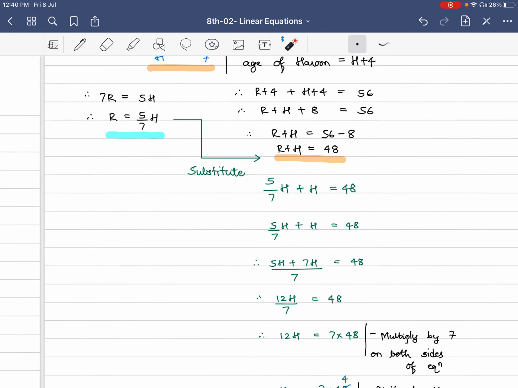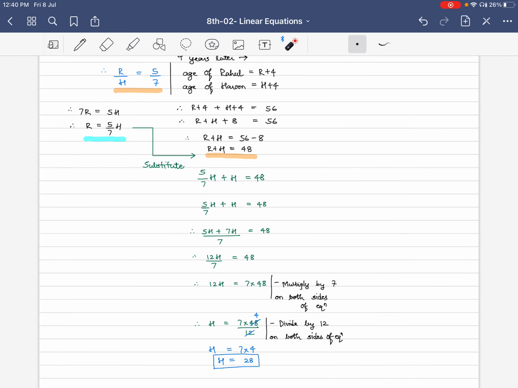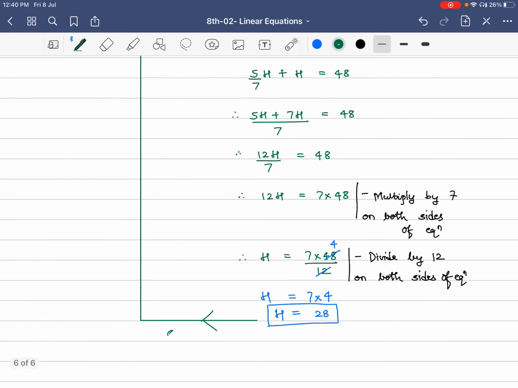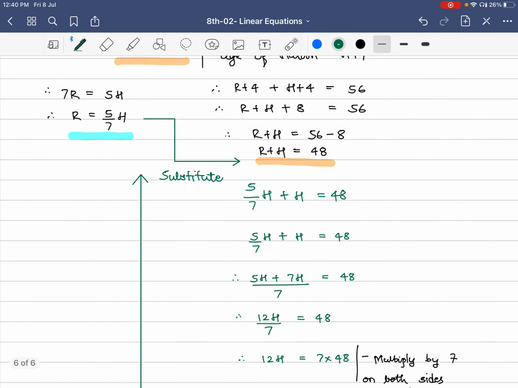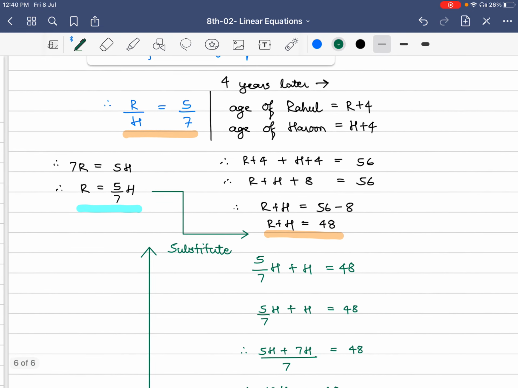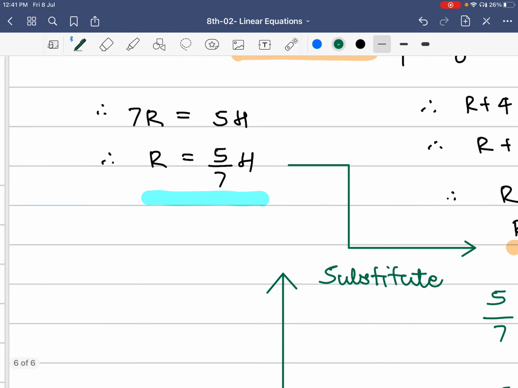Let's try to zoom out. Substitute. Once again we are going to do substitution. Let me write it here. We are going to substitute the value of H in this. Let's draw one more arrow here. So substitute the value of H in this equation, and thus we will get R.